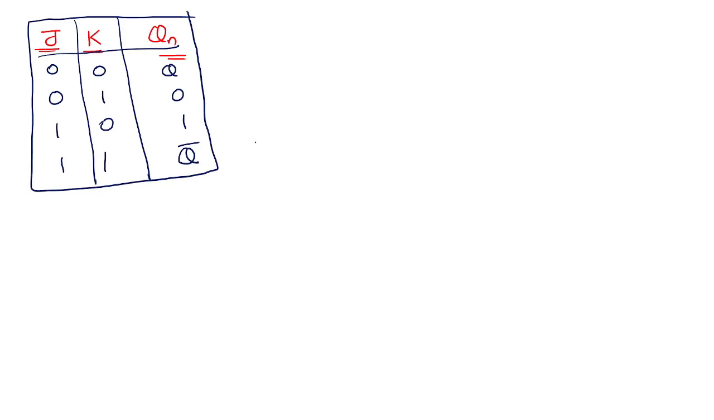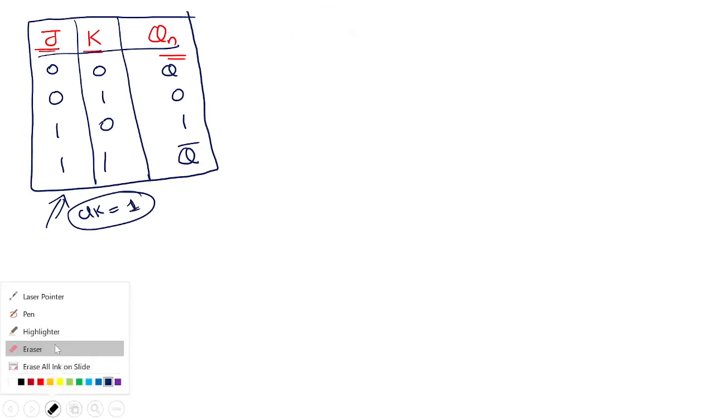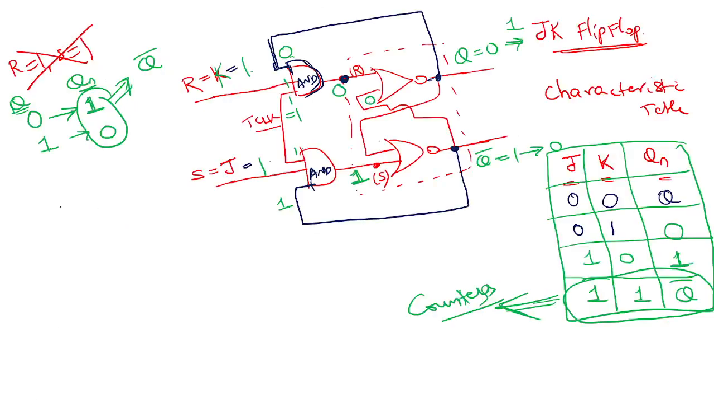Okay. Now, the next flip-flop that we need to see is the T flip-flop. See, remember, all this happens only when clock equals 1. Correct? I didn't mention this here. Otherwise, if you want to be very clear, we need to draw it like this. Let me go back to this. So, clock is also an input, along with J, K, Q, Qn.